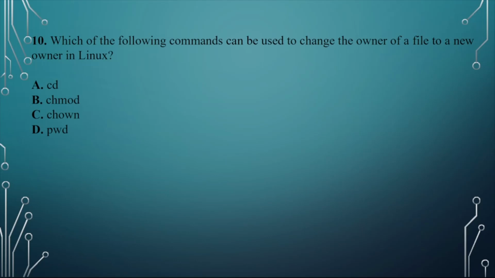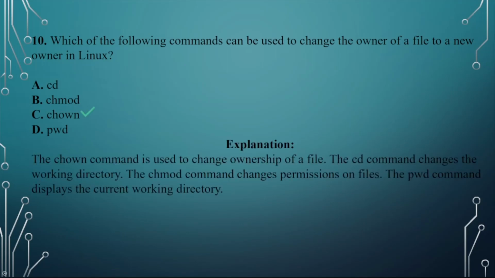So which of the following commands can be used to change the owner of a file to a new owner in Linux? You can always say these as chmod or chown. So the answer here is C. chown is used to change ownership of a file. So see how it has OWN, which stands for ownership or own.